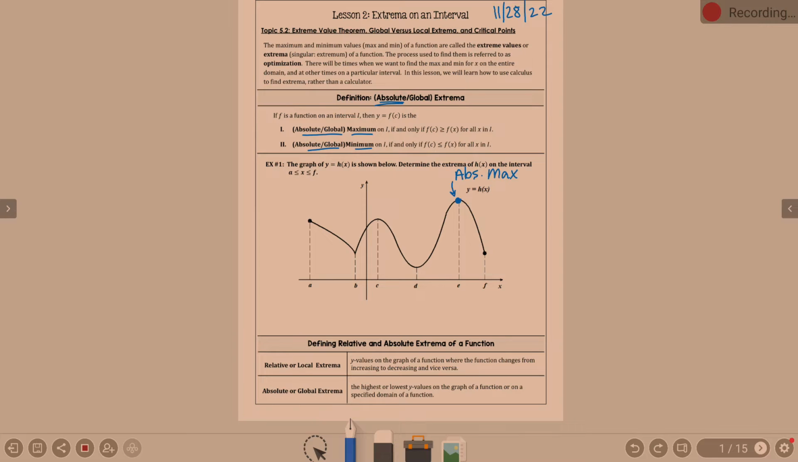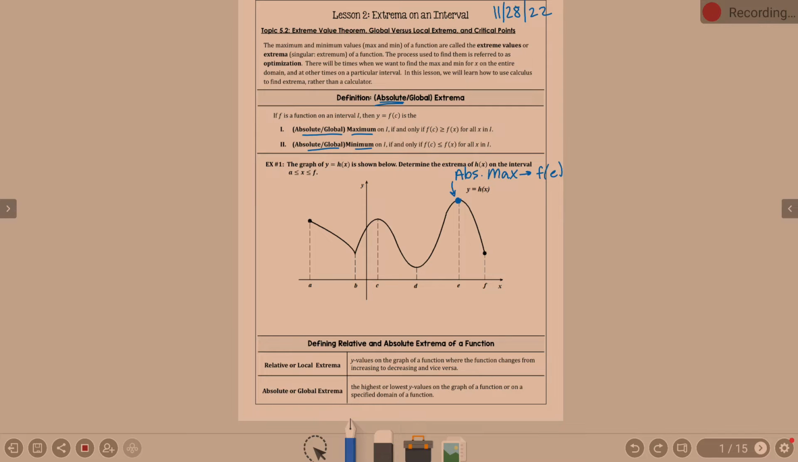And that absolute max is what I will call f of e. When you're asked for a maximum or minimum value, you're being asked for a y value, and f of e is a y value. Now, this max happens at x equals e, but the max value itself is f of e. Okay, so that's an absolute max. You could also technically call that a relative max. Absolute maxes are also relative maxes, but more importantly, it's an absolute max.